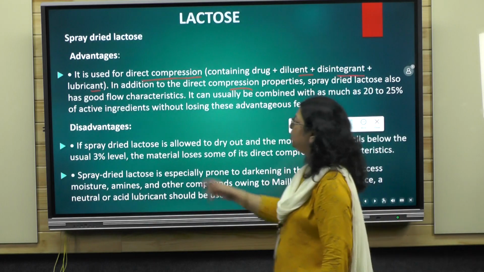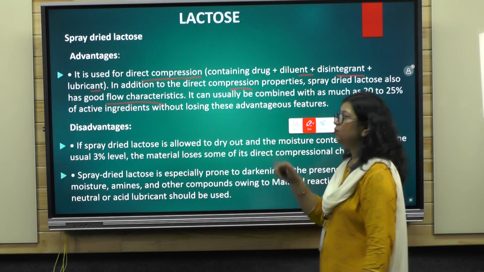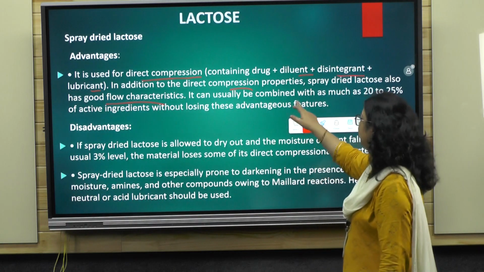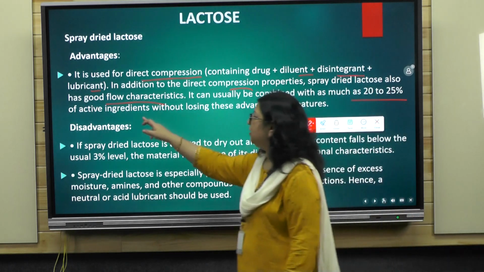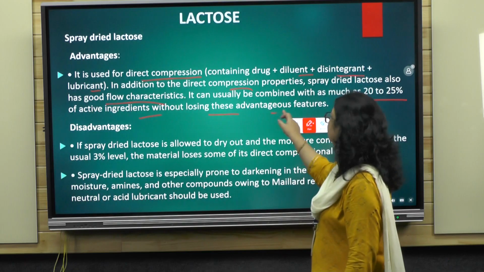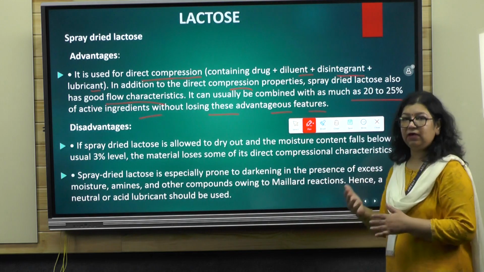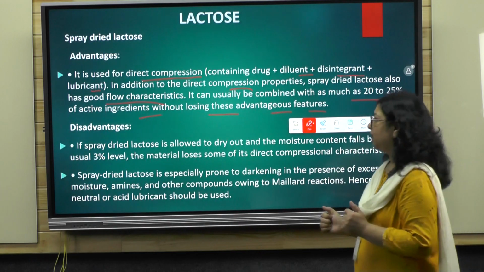So in that case we don't need any lubricant, as I told you in the previous slide. It removes the requirement of lubricant, and it can usually be combined with as much as 20 to 25% of active ingredient without losing these advantageous features. So 20 to 25% of active ingredients can be accommodated with spray dried lactose.